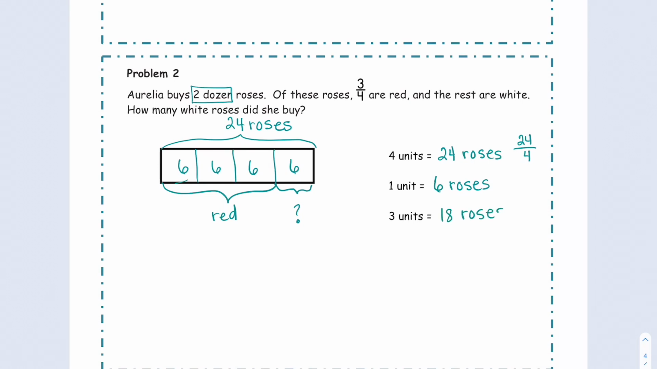But the question says, how many white roses did she buy? So she bought how many white roses?